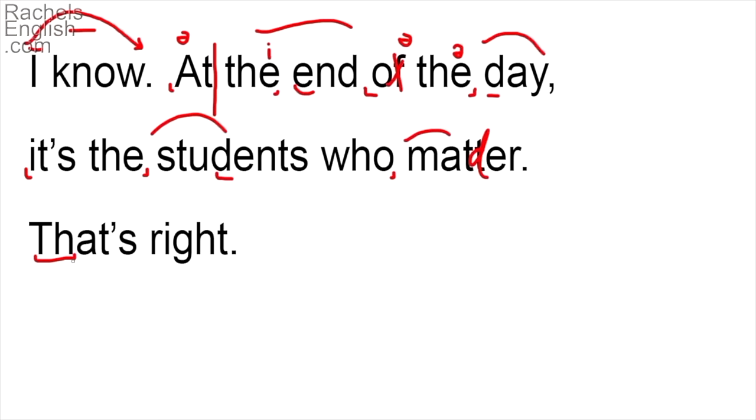Now here we have the TS cluster into the R. All of these sounds are pronounced. We get ts and then r. But this is a stop T where we cut off the air. The pitch doesn't fall down slowly. We have an abrupt stop. Right.